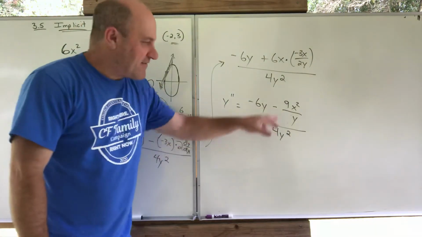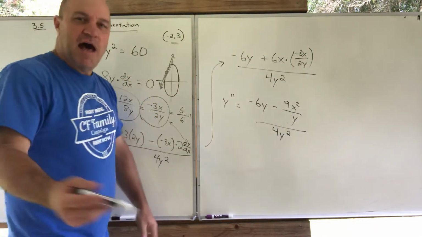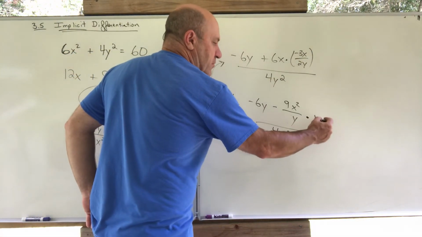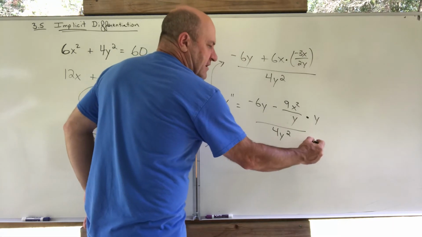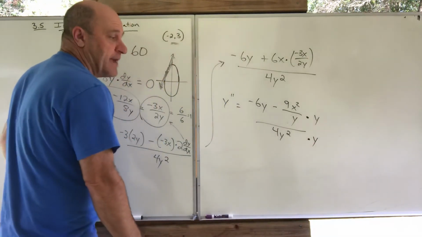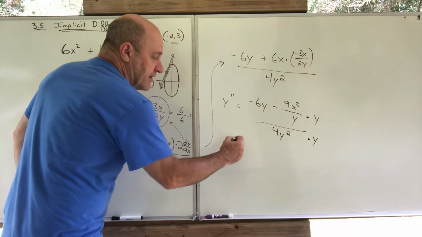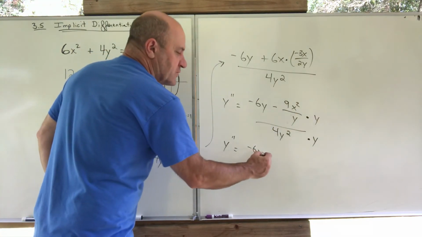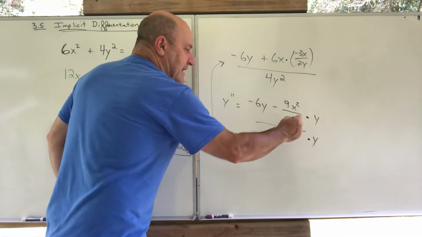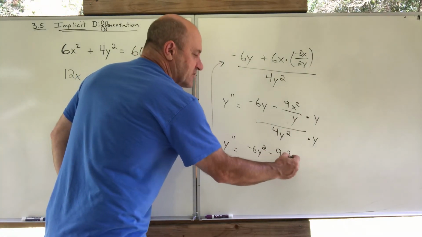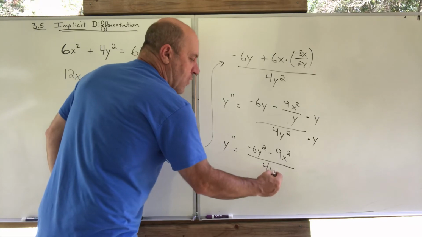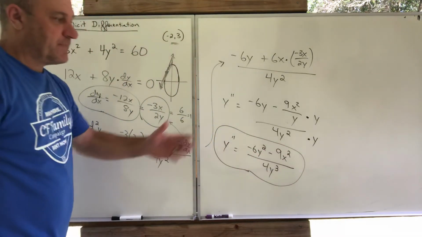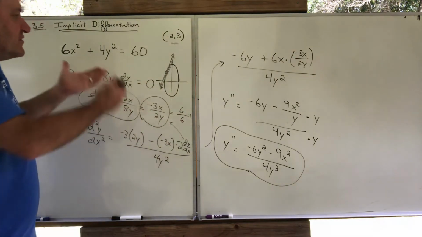The truth is what we have is a fraction within a fraction. You know what I want to do? The easiest way to simplify that would be multiply the whole numerator by a y. And that's legal if you multiply the denominator by a y. So here we go. The second derivative is, if I distribute this y, negative 6y squared. This y cancels, so negative 9x squared all over 4y cubed. So there we go, the second derivative of this relationship.